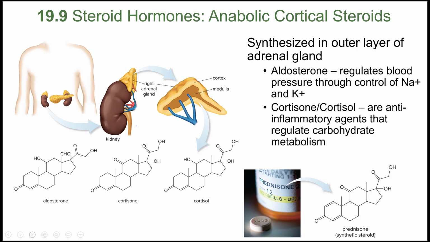Anabolic corticosteroids are synthesized in the outer layer of the adrenal gland, which sit on top of your kidneys. Aldosterone regulates blood pressure through control of sodium and potassium ions. And then cortisone and cortisol are anti-inflammatory agents that regulate carbohydrate metabolism. These types of drugs will suppress organ rejection after transplants, and they can also be used to treat allergies and autoimmune disorders. However, too much use of them can lead to bone loss or high blood pressure. We can also see prednisone here, which is a synthetic steroid that can be used similarly to cortisol and cortisone.